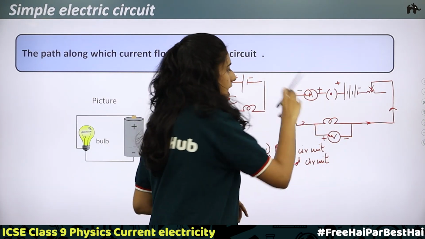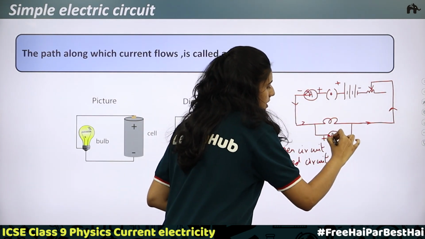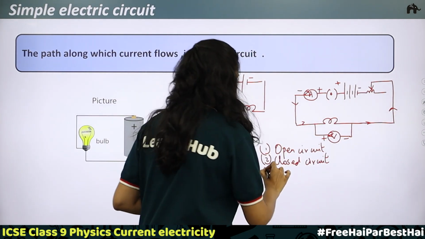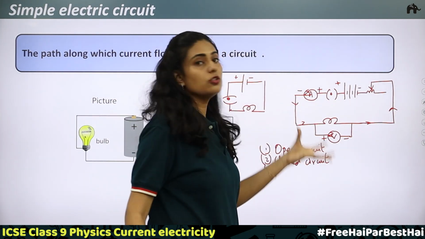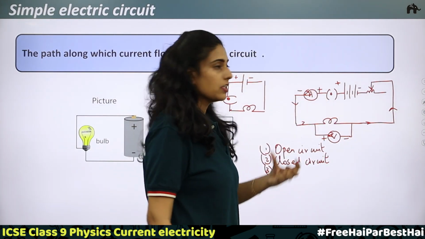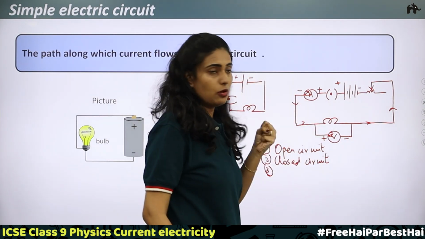So what happens when current flows through the circuit? Ammeter reading will rise and the voltmeter reading will also rise. Okay, so it becomes a closed circuit. Next, the third case is when you want to change the intensity of the glow of the bulb. Okay, so you can make it lighter or brighter. How can you change this?